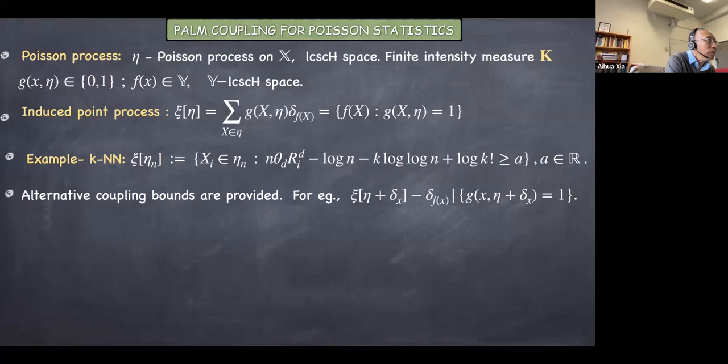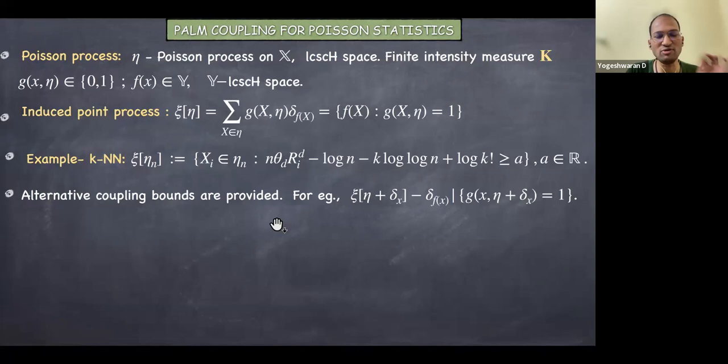So, you can do an alternative coupling when you have a Poisson point process. Instead of trying to couple the reduced Palm version of xi, you can do a coupling which reduces to the following coupling. You have to couple this and xi of eta plus delta x, xi of eta n. So you come up with a coupling for this instead of the reduced Palm version. This is what one does when you have an underlying Poisson. This is what Moritz does. This is what we do.